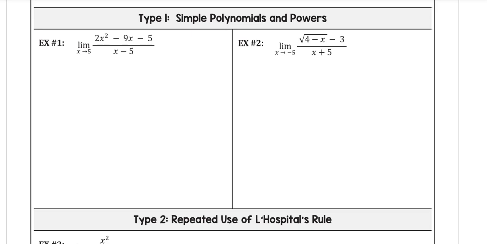The first one, the limit as x approaches 5. So what we want to do is take the limit of the numerator and the limit of the denominator. So we want to do that first.